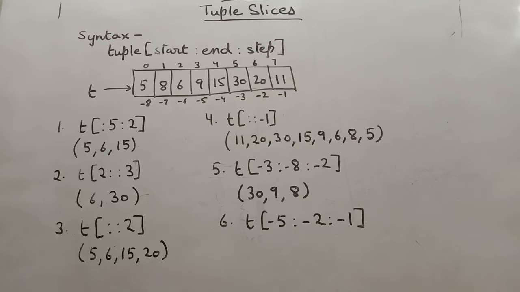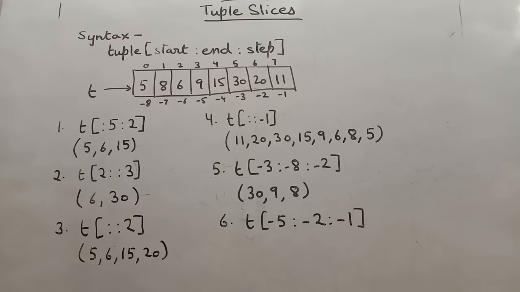The three things that are specified with the tuple are optional. That means start value, end value and step value, all these are optional. If you do not specify any of these, but colon, double colon has to be there. If you do not specify any of them, it will extract the entire tuple.